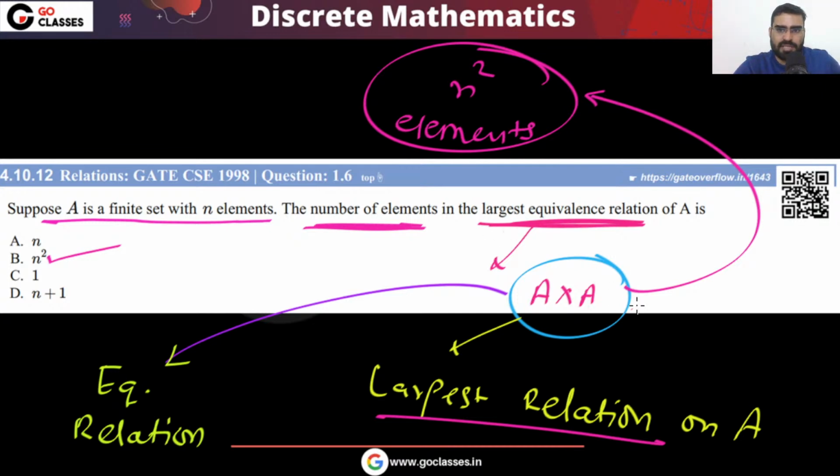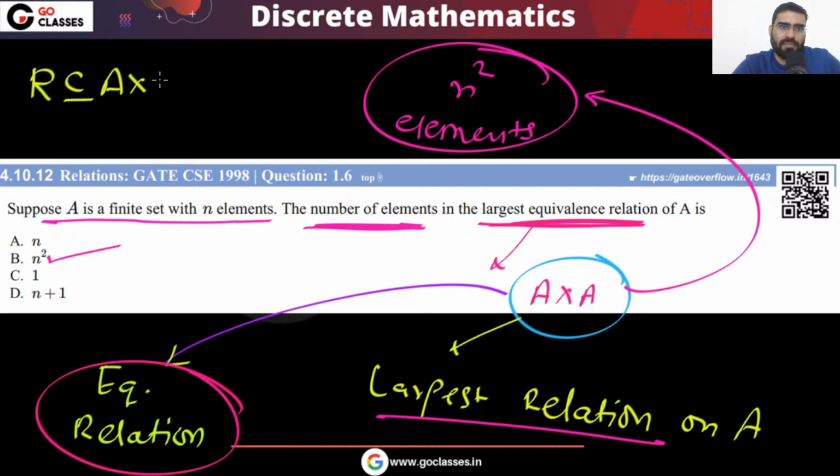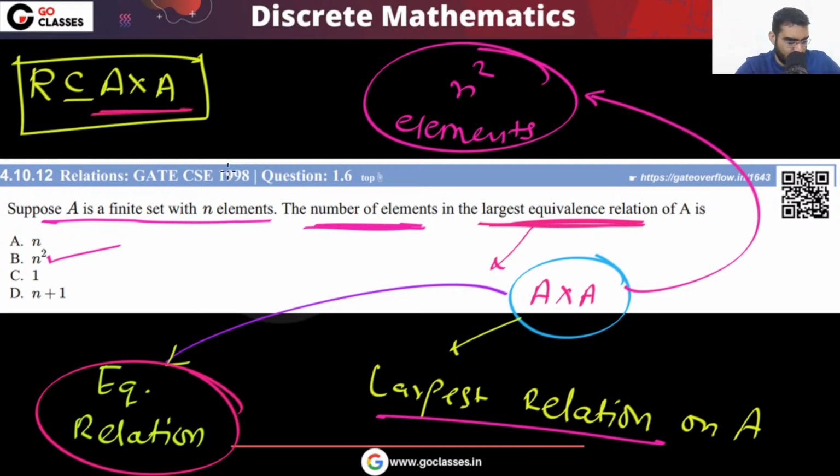This A cross A is an equivalence relation. This is the largest relation you can create because every relation is a subset of A cross A. So this A cross A is the largest relation you can create. Okay, so that's it. So this is your answer.